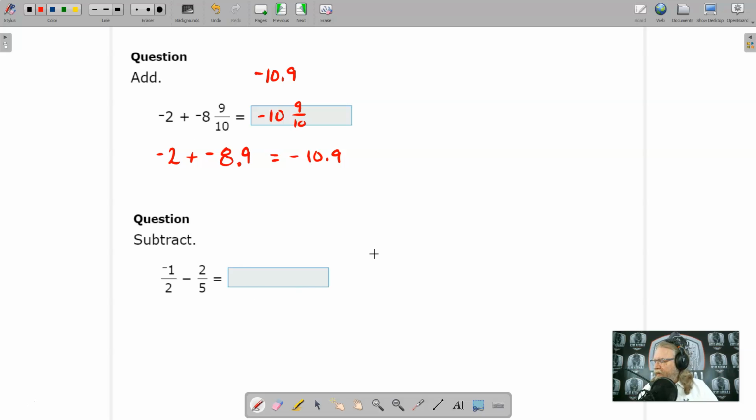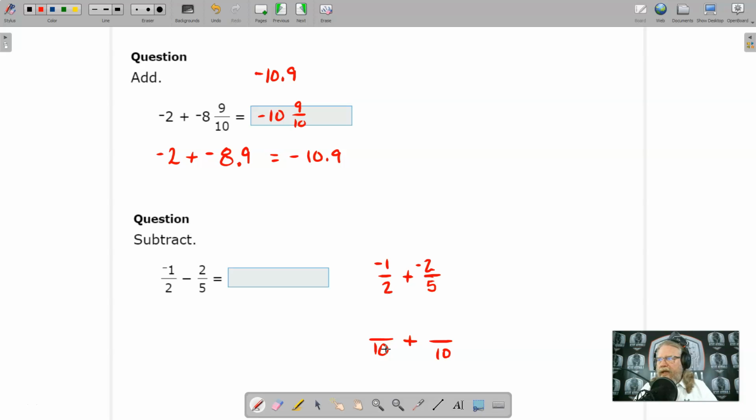On the next one, we have negative 1/2. We're going to subtract from it 2/5. And actually, let's go ahead and change that to addition. And then let's take the opposite of positive 2/5 as negative 2/5. Next, we want a common denominator, right? So, least common multiple, 2 and 5. If I count by 2s and I count by 5s, first number I'm going to come to is going to be 10. So we're going to give both of them a denominator of 10.